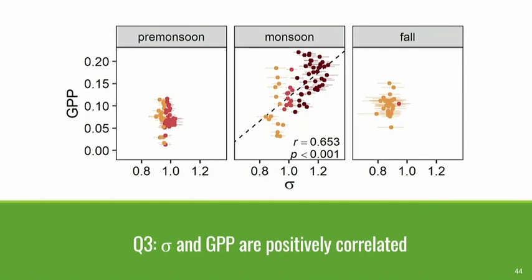And lastly, for my third question, how are sigma and GPP correlated? Looking at the last figure, they're positively correlated. They're positively correlated for the whole season, but that positive correlation is primarily driven by the variability in the monsoon season. So more anisohydric, the stomata are more relaxed and more open. This makes perfect sense from a theoretical point of view, but we were able to show empirically that it is positively correlated with greater carbon uptake for the whole ecosystem.